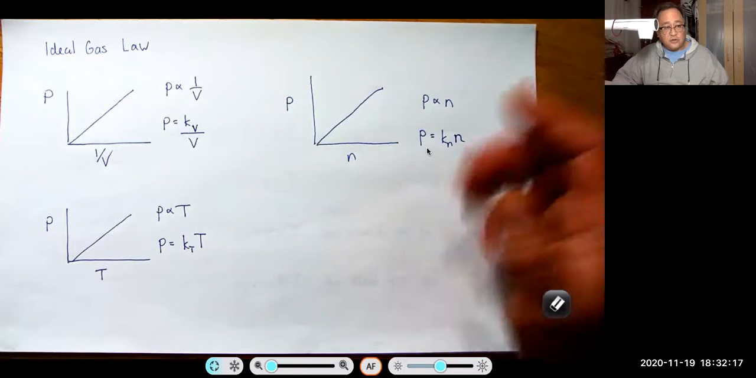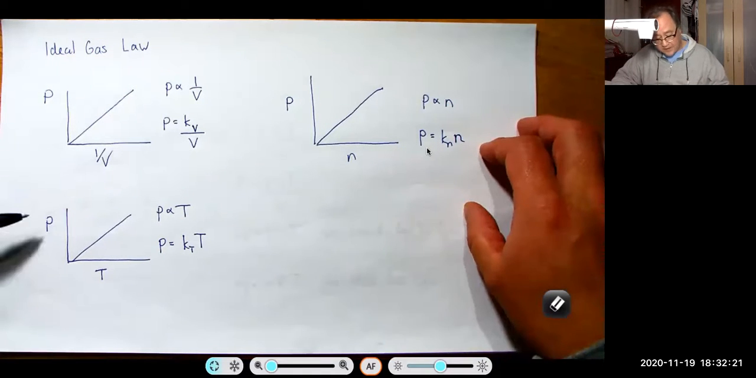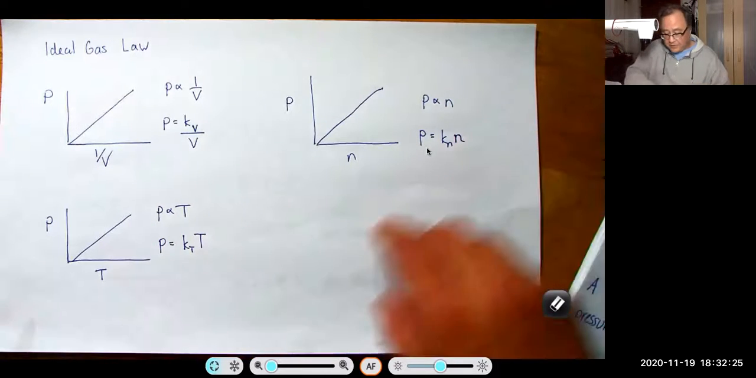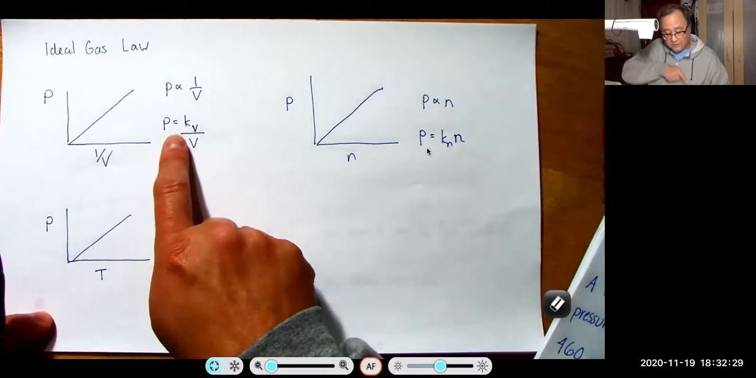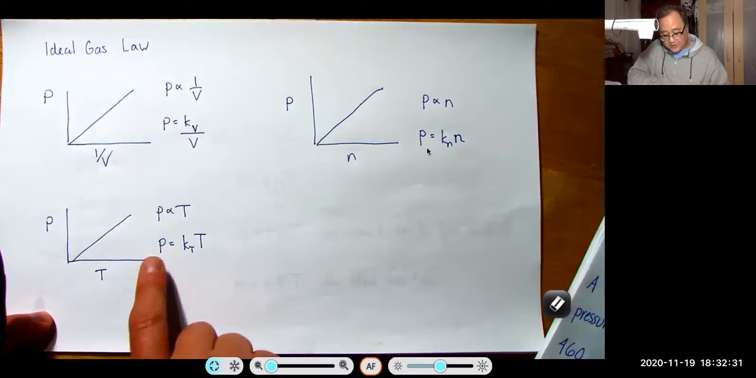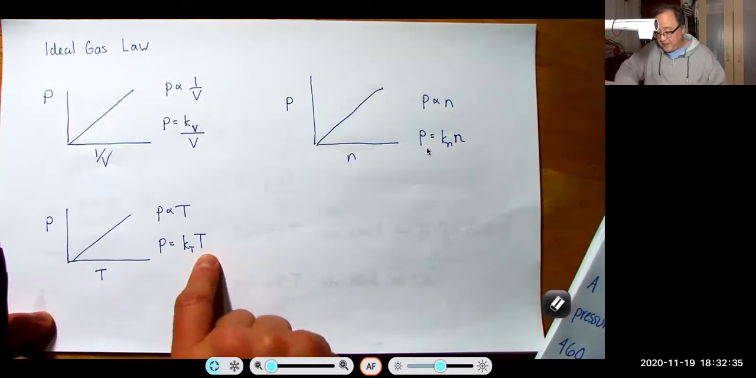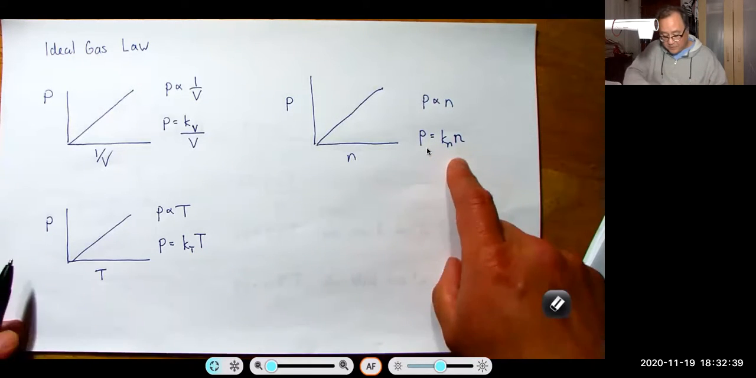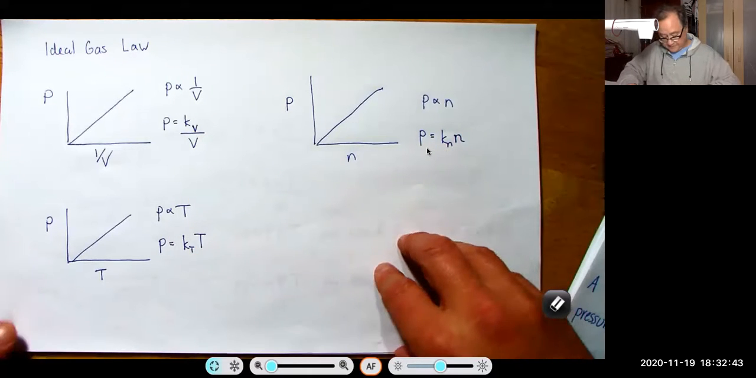What I want to show you was how pressure varies with volume, how pressure varies with temp, and how pressure varies with moles. And so here are the three equations we get. The pressure is equal to kV over V. The pressure is equal to kT times T. And the pressure is equal to Kn times N. Now, what happens when we combine these three equations? Well, let's take a look.